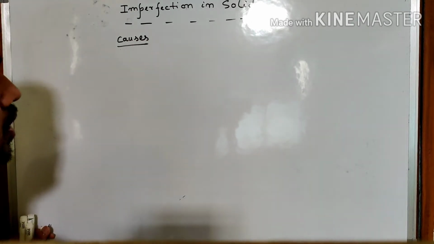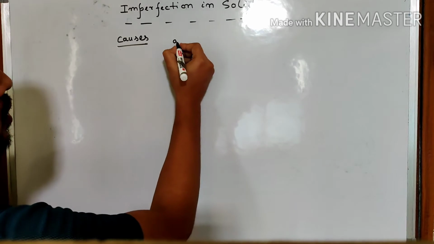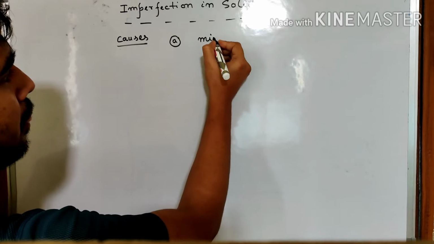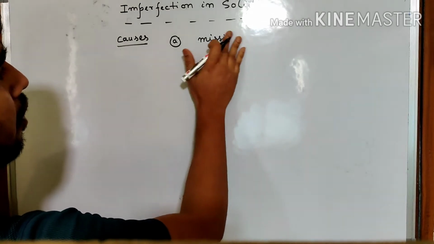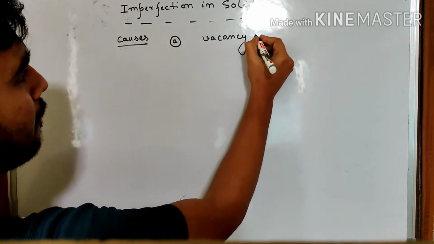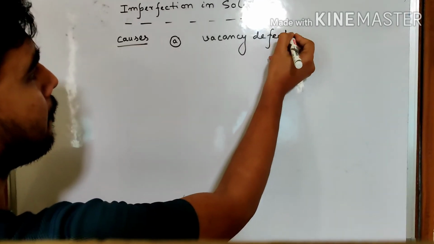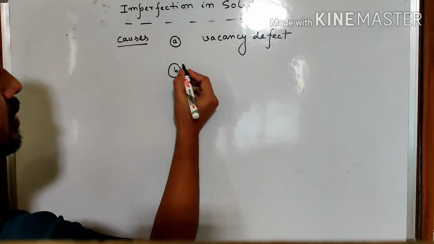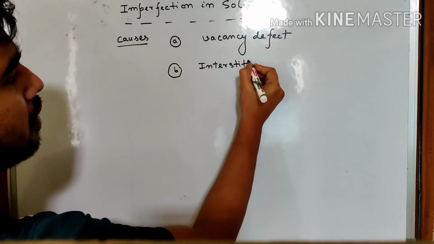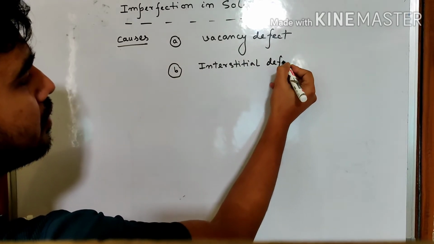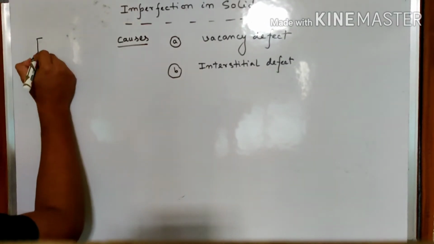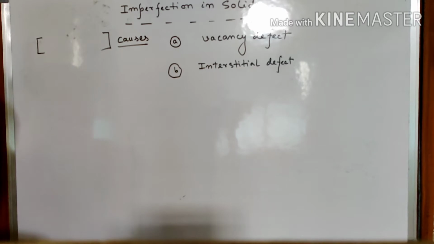Next is the causes for the point defect. There are mainly two causes. First one is missing, or you can say vacancy defect. And the second one is interstitial defect. So these are the two main causes for the point defects.